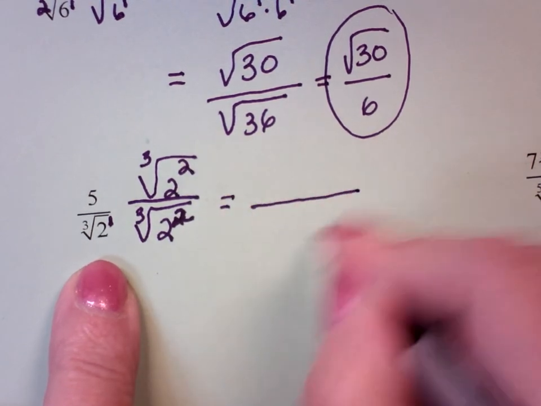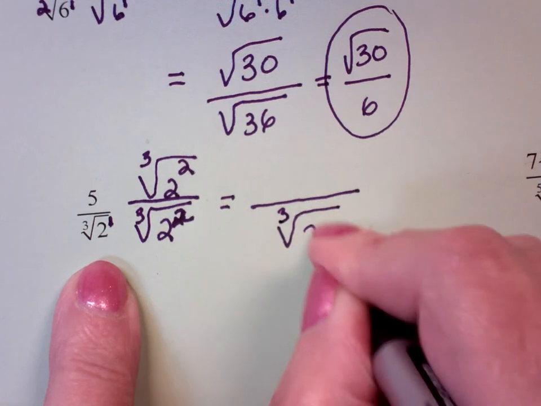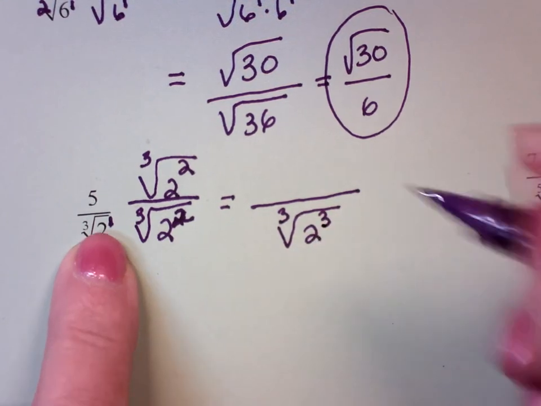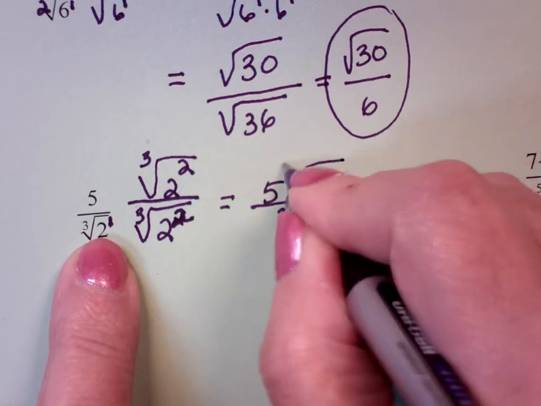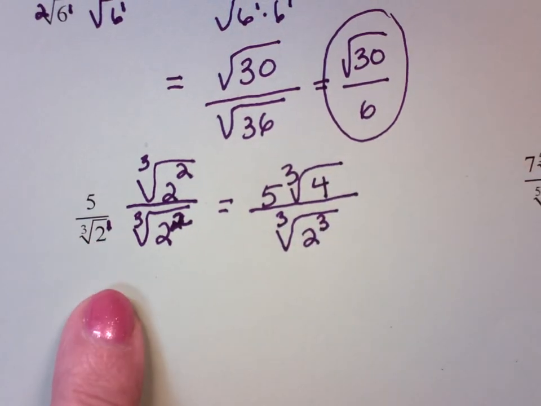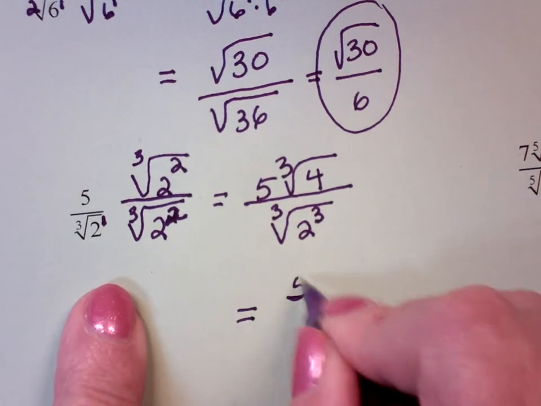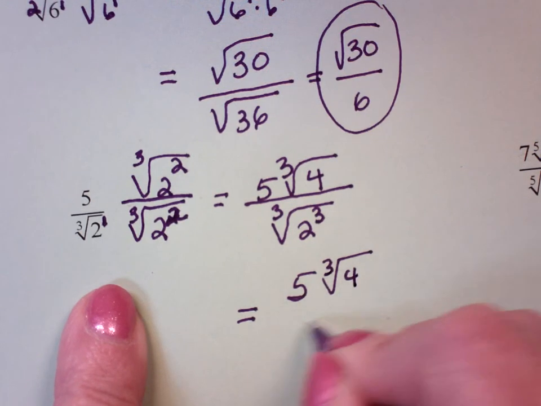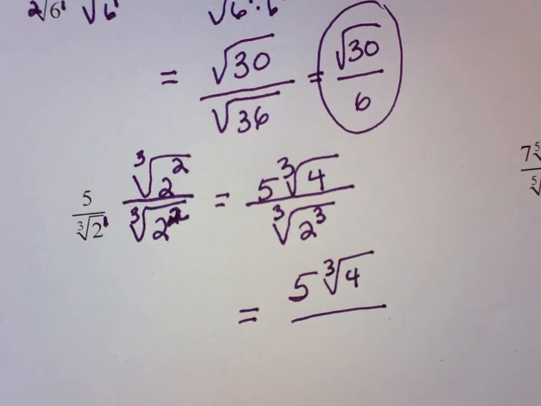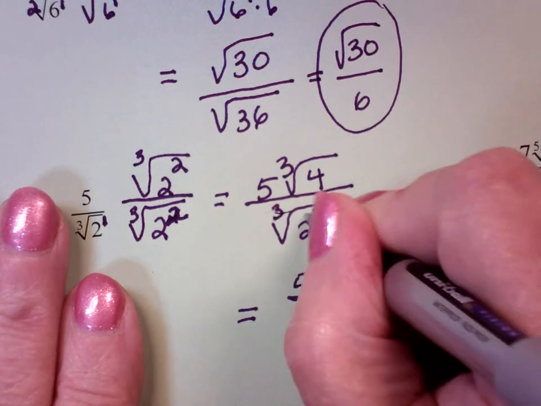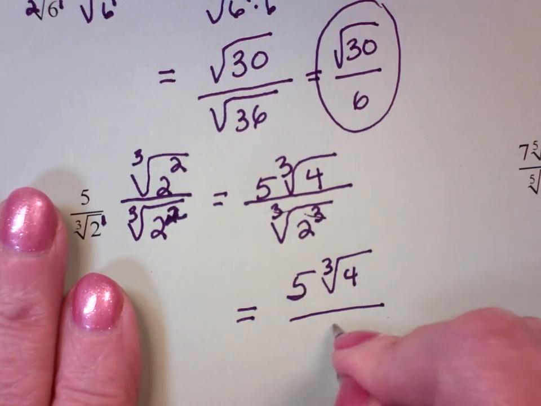That makes the denominator the cube root of 2 cubed, and the numerator 5 cube roots of 4. Five cube roots of 4, and what is the cube root of 2 cubed? Cube root of 2 cubed is? Well, cube root of 8 is? 2. So the cube here and here cancel each other out, and you just get 2.